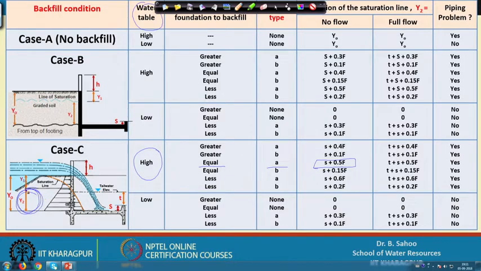This Y2 value you can estimate because it is mostly responsible for estimating how deep my water table is. The saturation line shows the water table depth in the backfill material. That is why during the load computation this Y2 value is very important. So, this table will always be referred to for all these design calculations of this drop spillway.